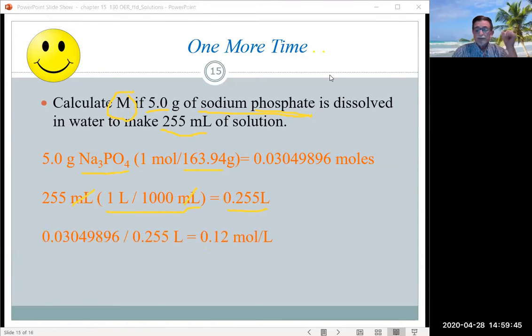Plug in the numbers, okay, you end up with 0.12 moles per liter. That is, if I take 5 grams of sodium phosphate and I dissolve it in 255 milliliters of solution, that is the molarity of that solution.